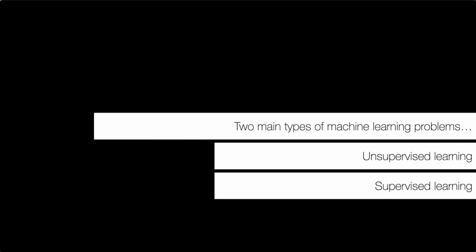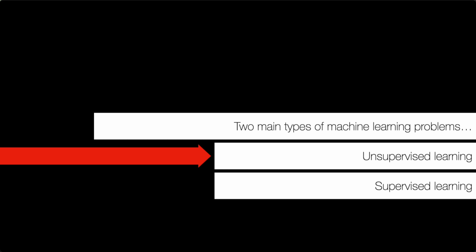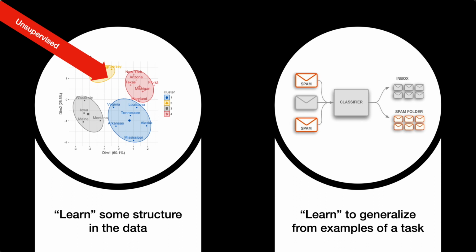So learning structure is more of an unsupervised learning task, whereas learning to generalize from examples is a more supervised learning task. For the next couple of lectures, we're going to focus on unsupervised learning, because that's where clustering fits in. Because really, when we talk about learning structure, we don't necessarily know what that structure is. We want to extract that structure so we can inspect it or understand something about it.